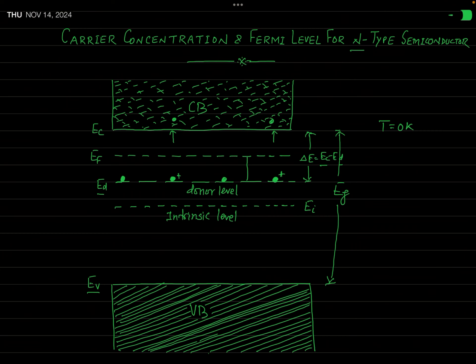And when temperature is raised, some of the covalent bonds in the valence band are also broken and electrons get freed, and so some of the electrons from this valence band will also move to this conduction band.